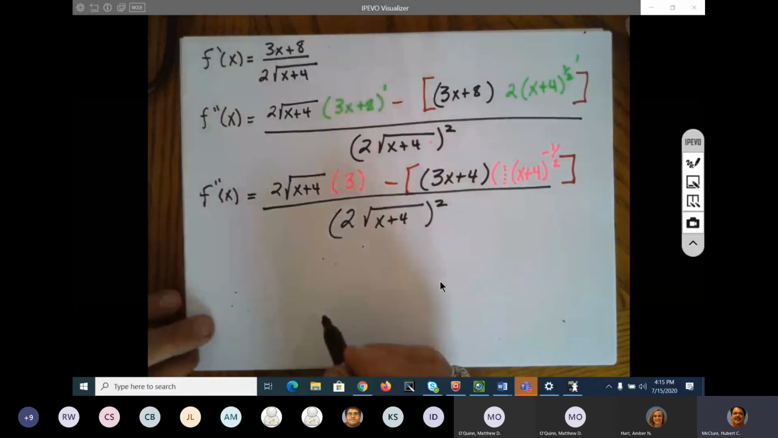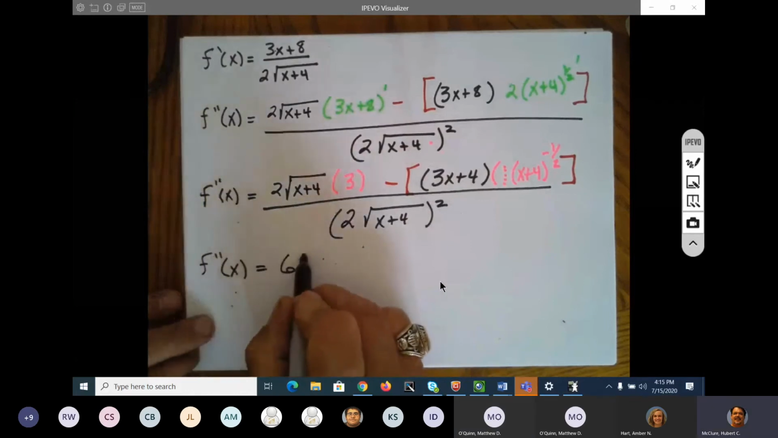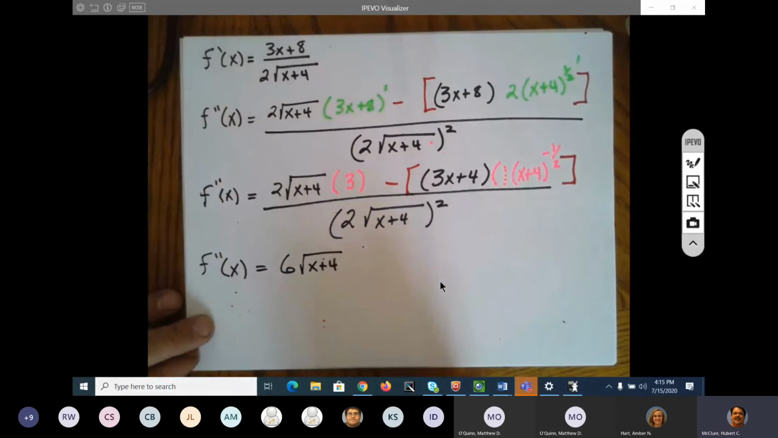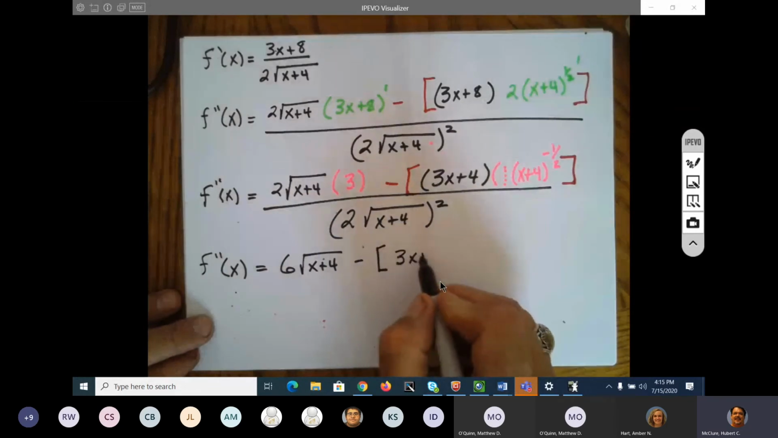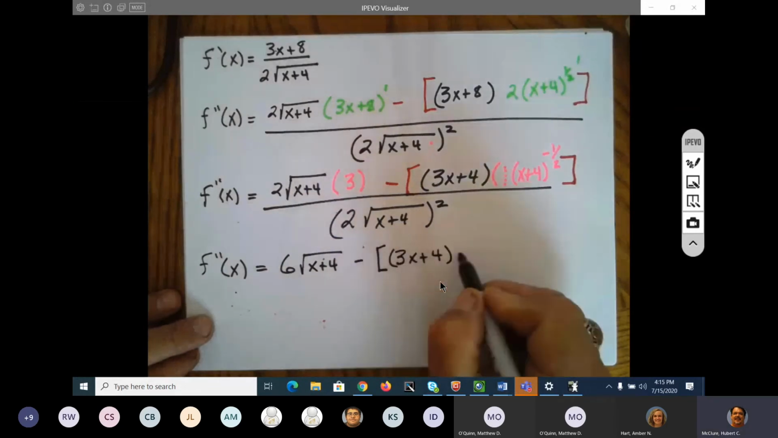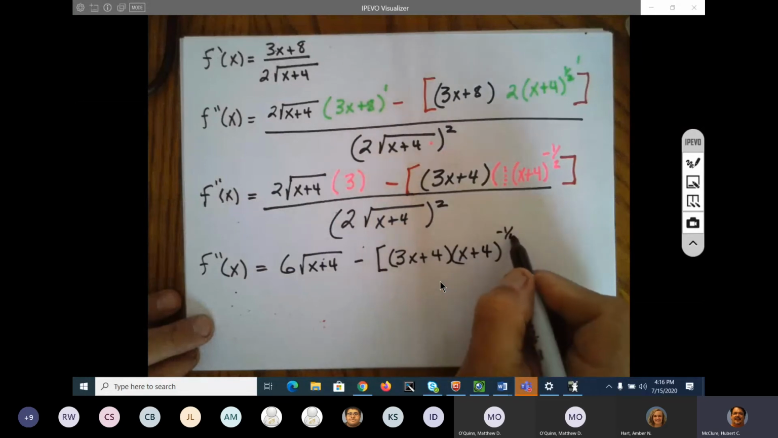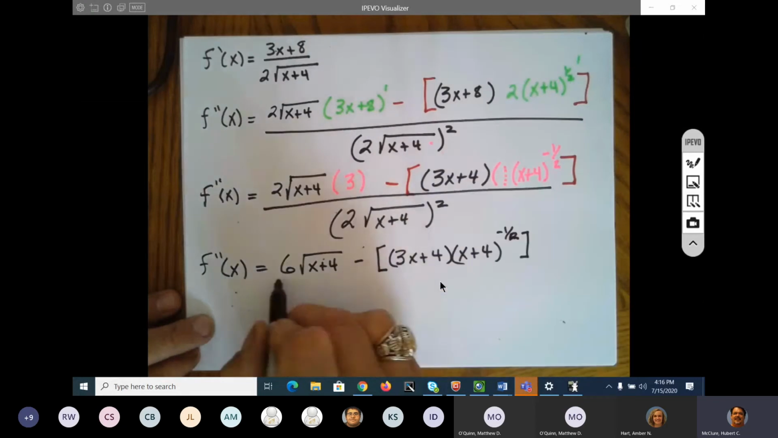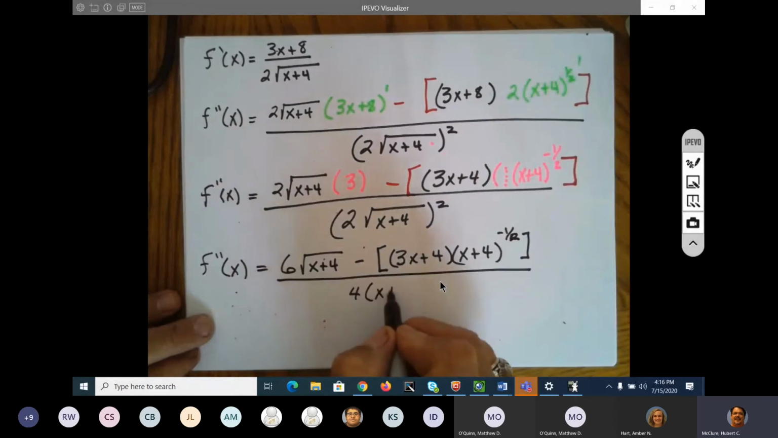So f double prime of x is equal to 6 square root of x plus 4. I'm just going to leave that in the brackets for right now. Minus 3x plus 4 times x plus 4 to the negative 1/2. I'm going to bring that downstairs. Over 4 times x plus 4.